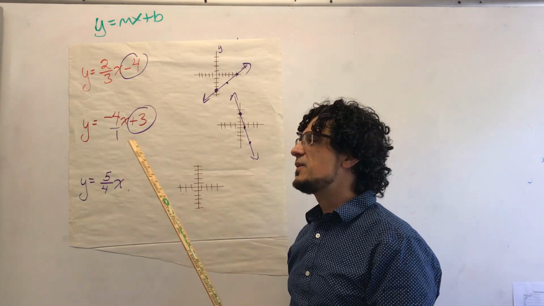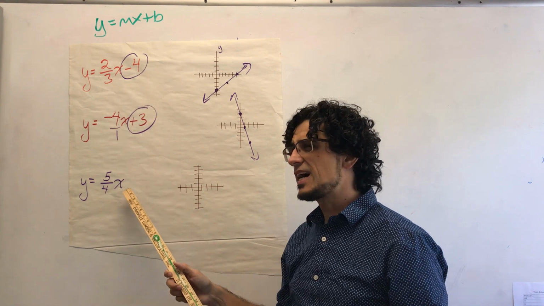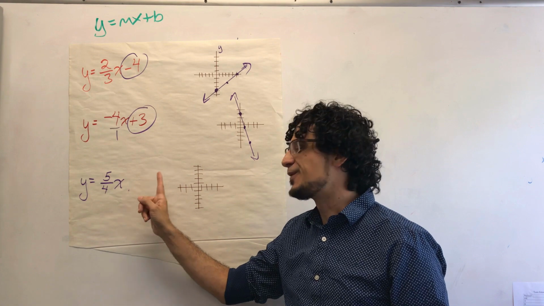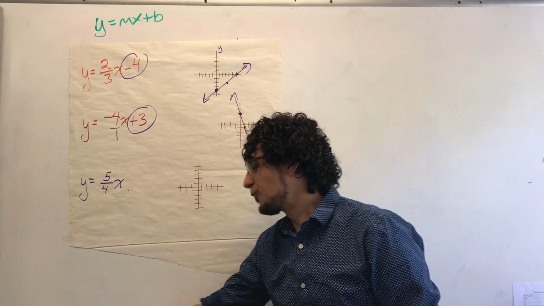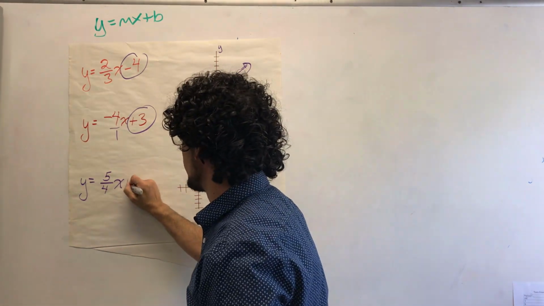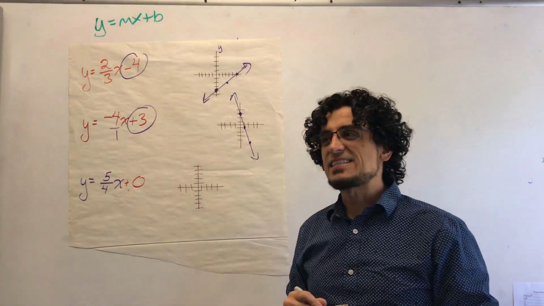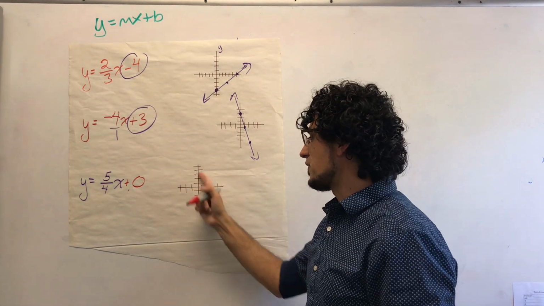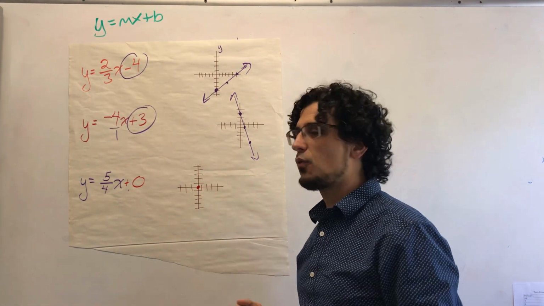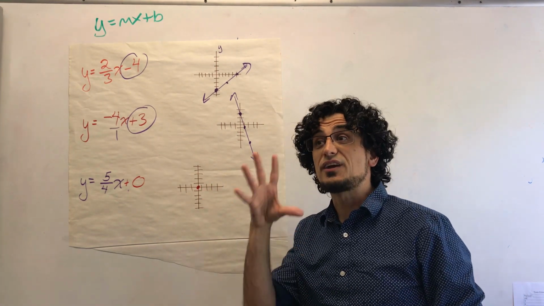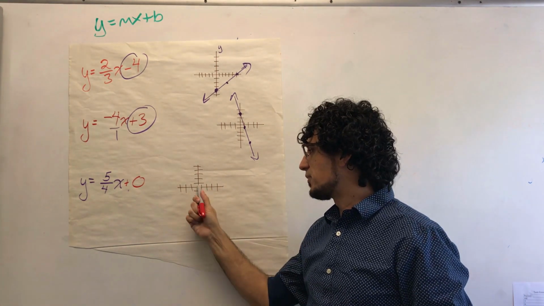In the same way that these are in slope-intercept form, this one is something called direct variation. When there's nothing written here, we assume that this is +0. That tells us that my y-intercept is at 0, so over here at 0 on the y-axis, which we also call the origin. We put a point right there.